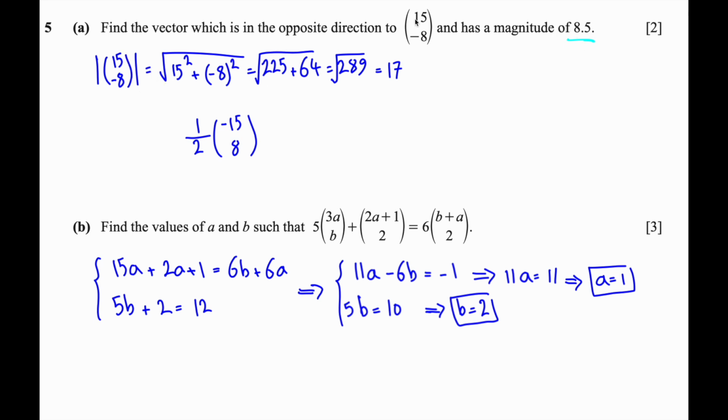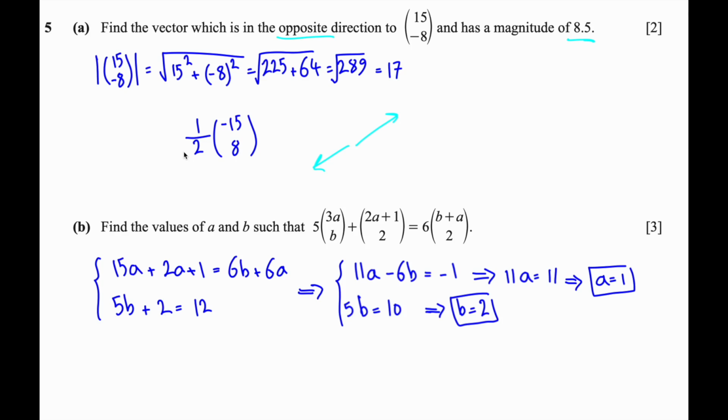Since the magnitude of this vector is 17, I can use the Pythagoras theorem. This is my x component, raise it to the power of 2, do the same thing with the y component, then add them up and take the square root of the answer, and you get 17. And now, since 8.5 is half of this value, I can basically just multiply this by half. However, take note of the opposite direction. That means the positive x now has to be negative, and the negative y now has to be changed to positive. Therefore, I'm going in the opposite direction.